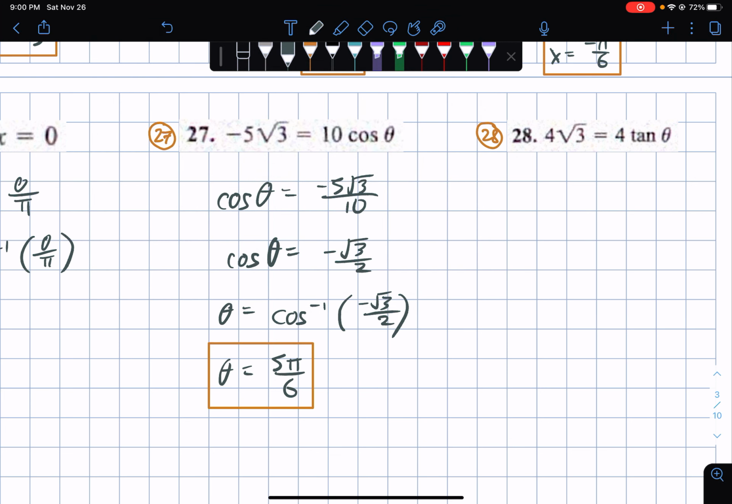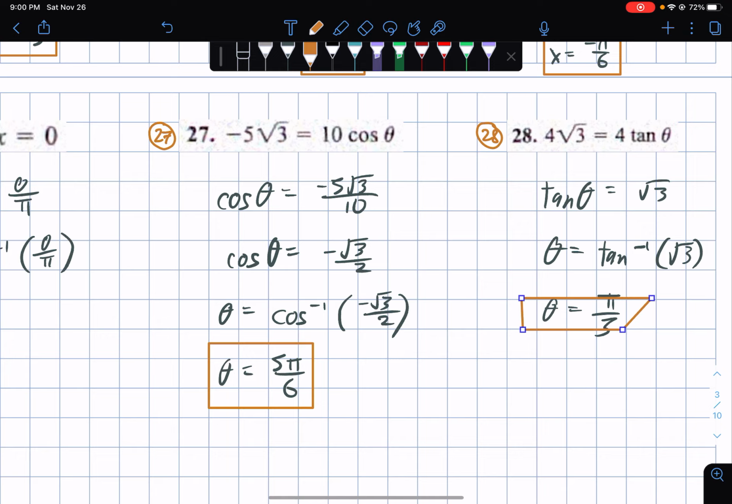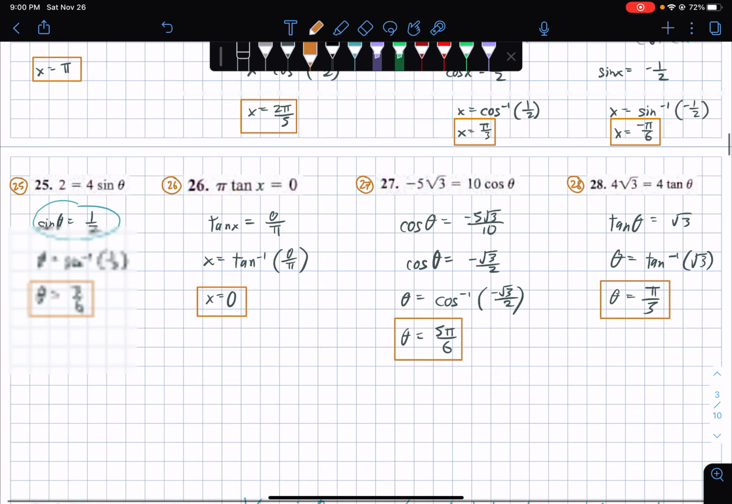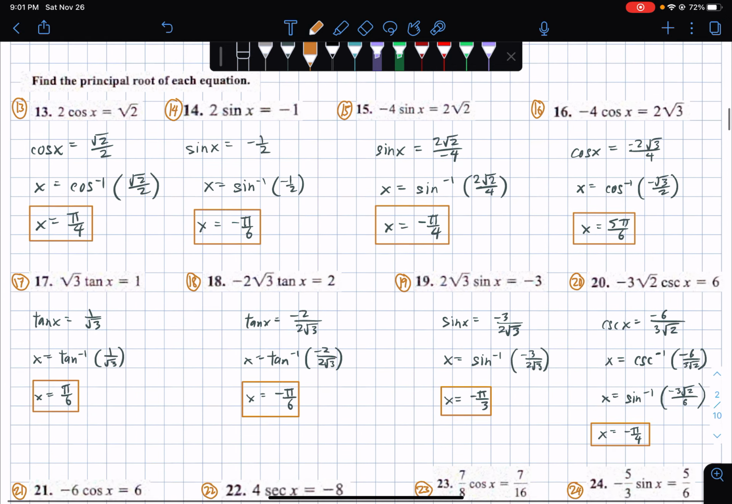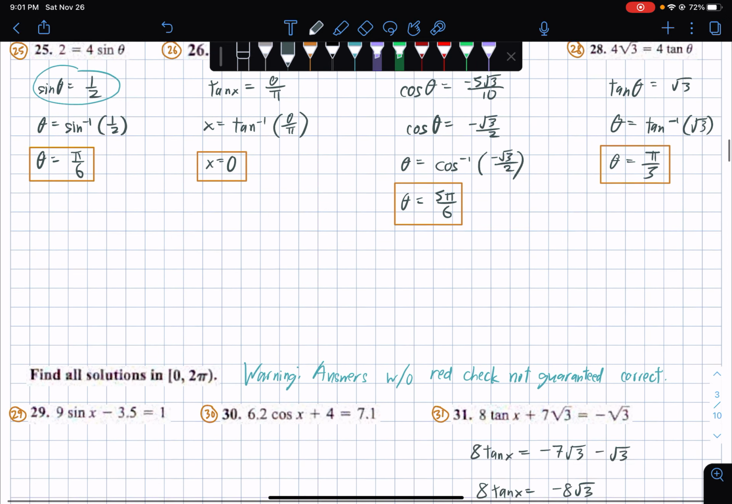Okay, number 28. Divide both sides with 4. That would eventually be like this. I've already simplified it. Pi is equal to the arctangent of the square root of 3. We eventually get pi over 3 as the final answer. That's the principal root for number 28, I suppose. Okay, that's for 28.